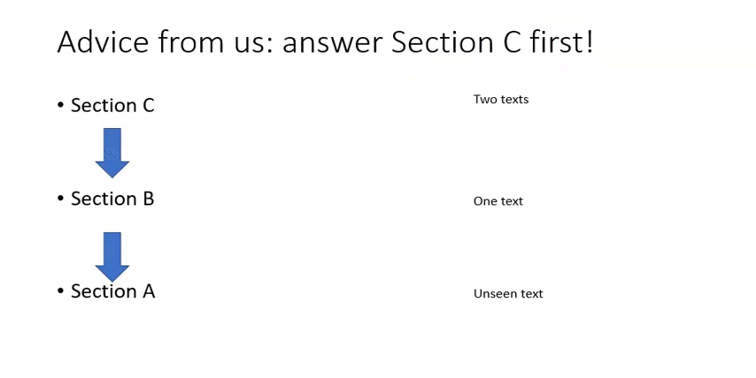I also wanted to give you a little bit of advice from us. We would say, to answer the paper in reverse: do Section C first, then Section B, then Section A. So once you've read through all of the questions and decided which questions you're going to do, start with Section C, because that means that you've definitely covered your 2 texts, and so you should be able to cover all the texts within the allotted time.